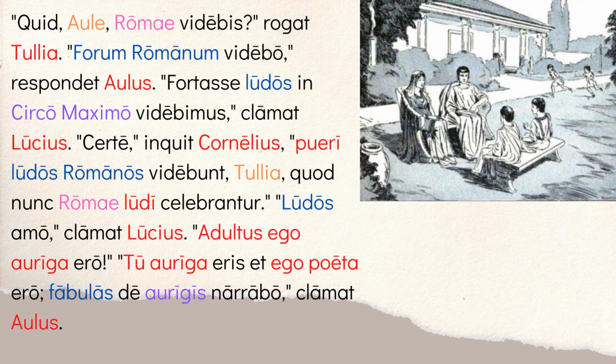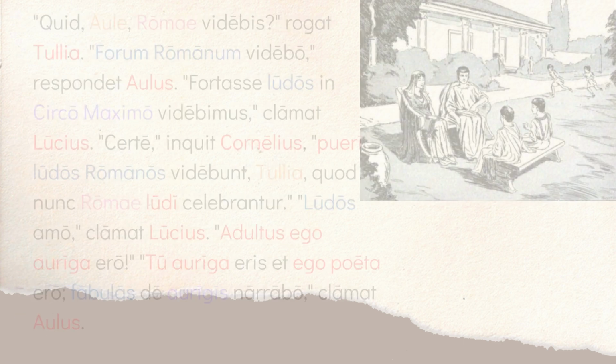Here's our future tense again. The bo gives it away. So I will tell stories, fabulas, about charioteers, de aurigis. So he says, you go be a charioteer, and I'll be a poet telling stories about charioteers, right? They're just talking about what they will be when they grow up.